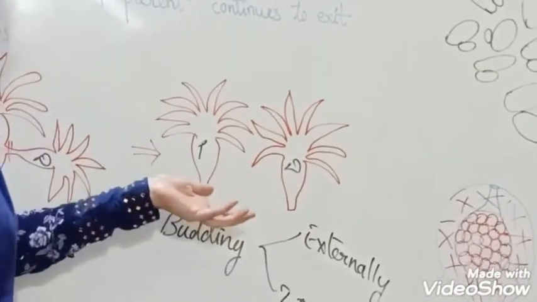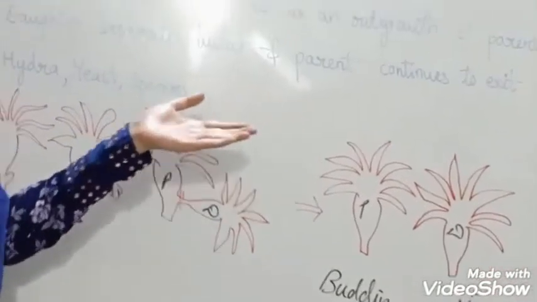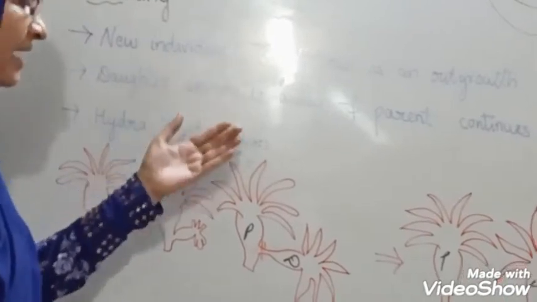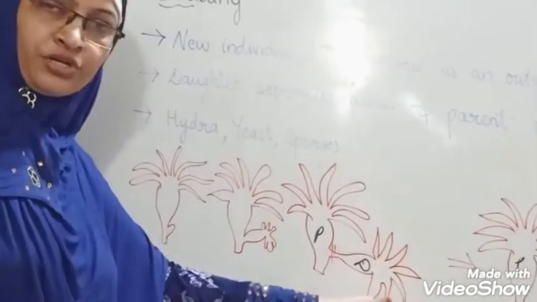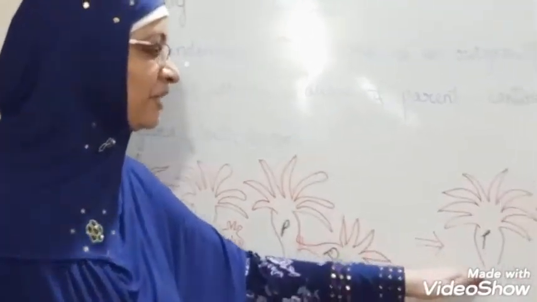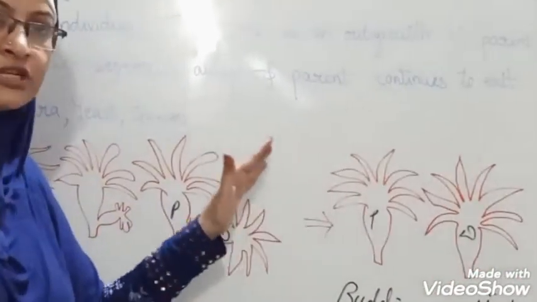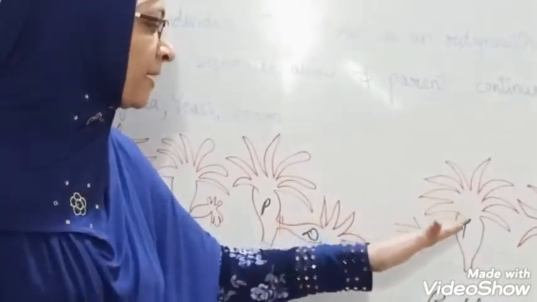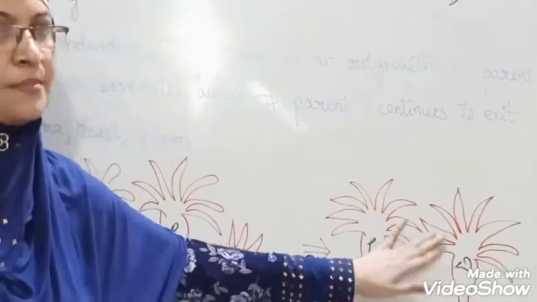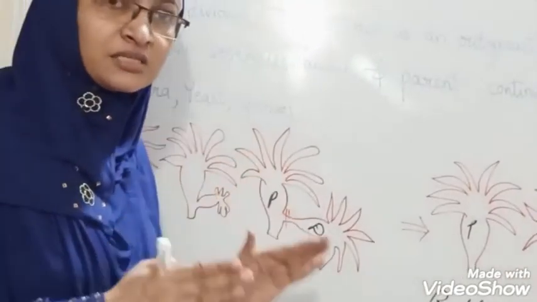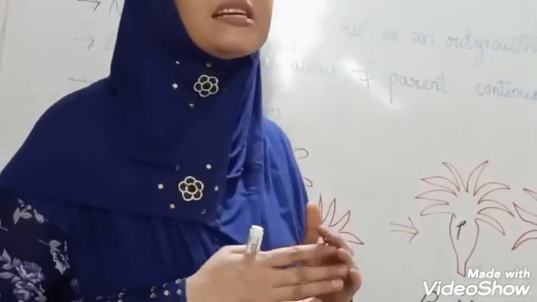So budding is nothing but an outgrowth of the parent body which grows into a baby bump. Then it will grow into a baby. When it gets matured, it divides. But here the difference between binary fission and budding is, in budding the parent cell also exists and the daughter cell also exists. But in binary fission, daughter cells exist but the parent doesn't exist anymore.